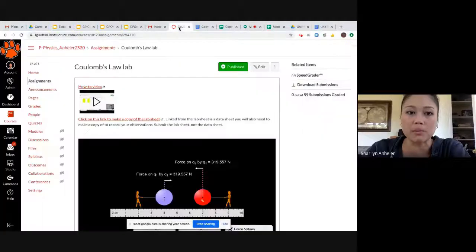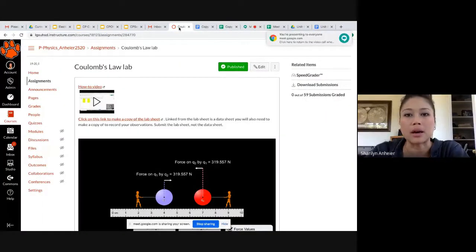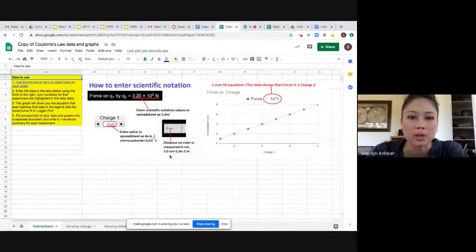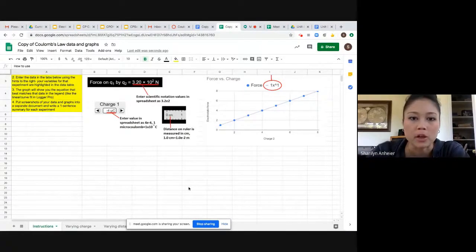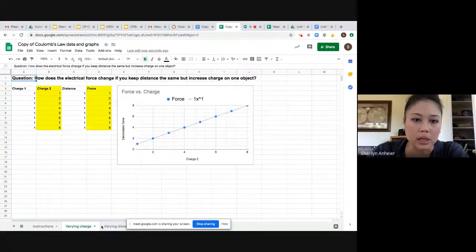This is probably the most difficult task in this week's assignments. If you click on the Google Sheet that is created for you, you're going to have directions on how to put in exponents. Then you want to go down to the tab below that says varying charge and varying distance in order to input your information.